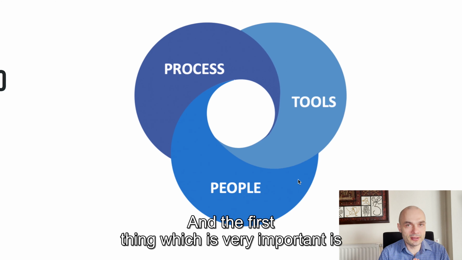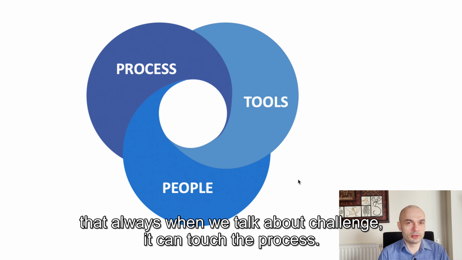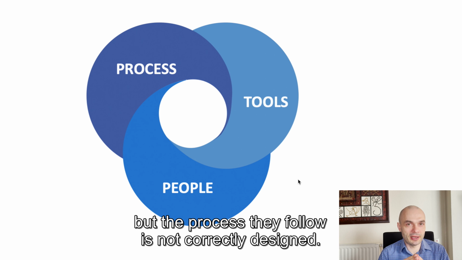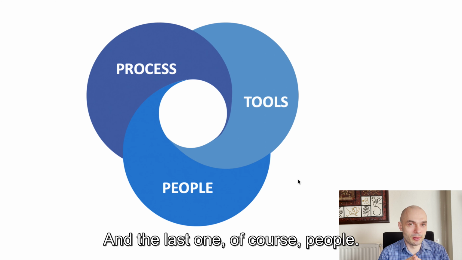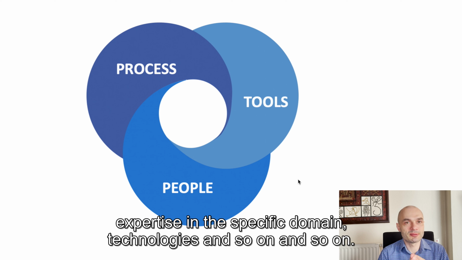And the first thing, which is very important, is that always when we talk about challenge, it can touch the process. So, for example, you have great developers, great team, but the process they follow is not correctly designed. It might be connected with tools, so great people, but without good tools. And the last one, of course, people. You can have great process, great tools, but you work only with junior developers or people who do not have expertise in the specific domain, technologies, and so on and so on.